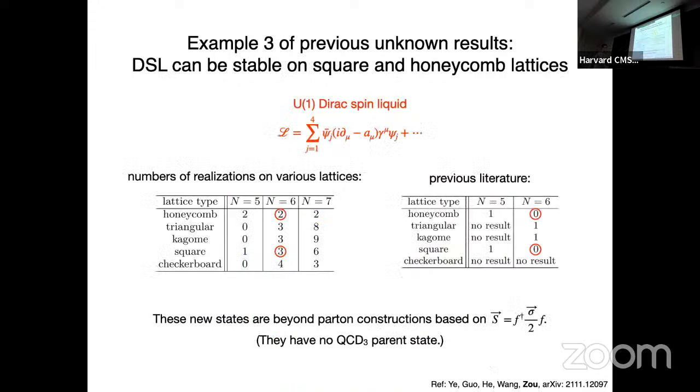And also the next example: people studied the Dirac spin liquids, on the square lattice and the honeycomb lattice. Previously, people thought there's no stable realization for Dirac spin liquid on these two lattices, but we found multiple. One thing one can deduce from this is that these states are beyond the usual SU2 fermion parton construction. The more precise statement is that those states cannot be obtained from SU2 gauge theory coupled to two flavors of Dirac fermions by Higgs. This is a U1. But in the previous studies, the U1 gauge theory can be obtained from the SU2 gauge theory by Higgs. Yeah, I'm saying for those ones, they cannot be obtained that way.